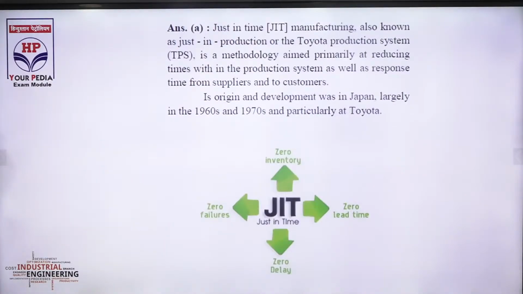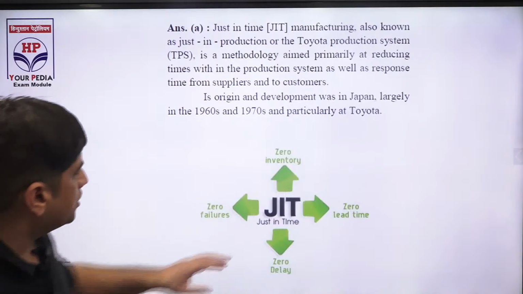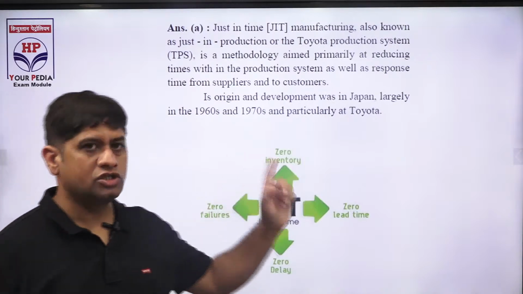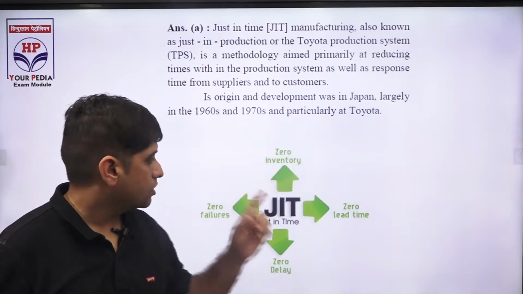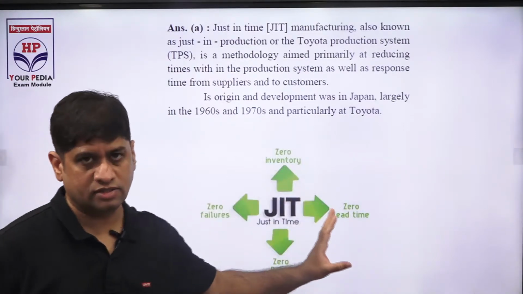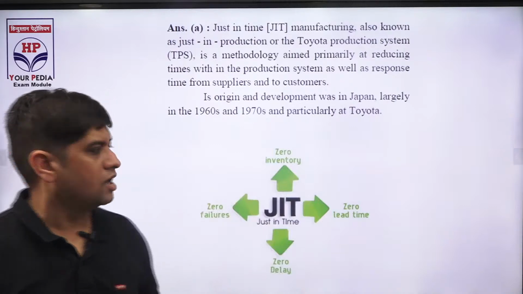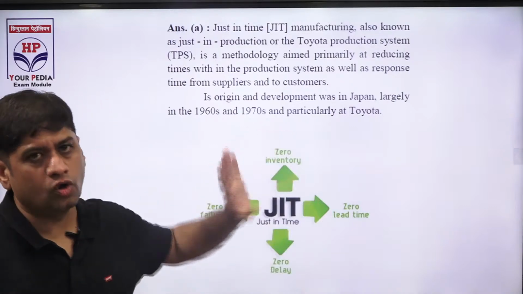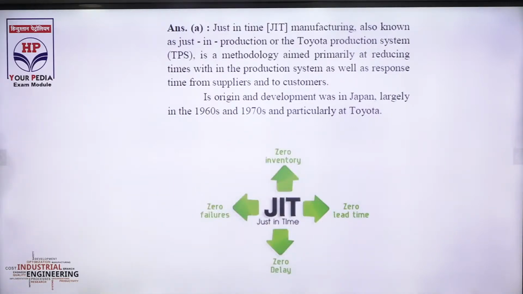In just-in-time, it is linked to many things. Just-in-time means zero inventory, zero lead time, zero delay, zero failures. It is linked to all these things. But the literal meaning is no inventory, just in time. Production, Toyota production system.